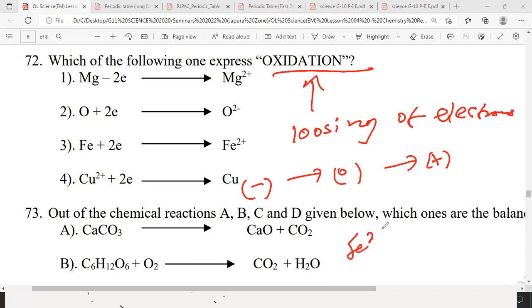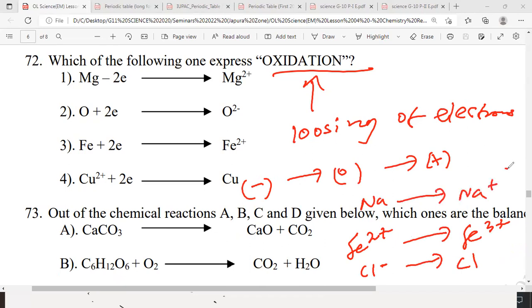See, I'll give one example. Fe2+ becomes Fe3+, the charge increases, that is called oxidation. Or I'll write Cl- becomes Cl, the charge increases from minus to 0, oxidation. Or sodium loses an electron, the first ionization energy of sodium, it gets oxidized. During oxidation, electrons are lost and the charge of the ion increases. So in which one does the charge increase?